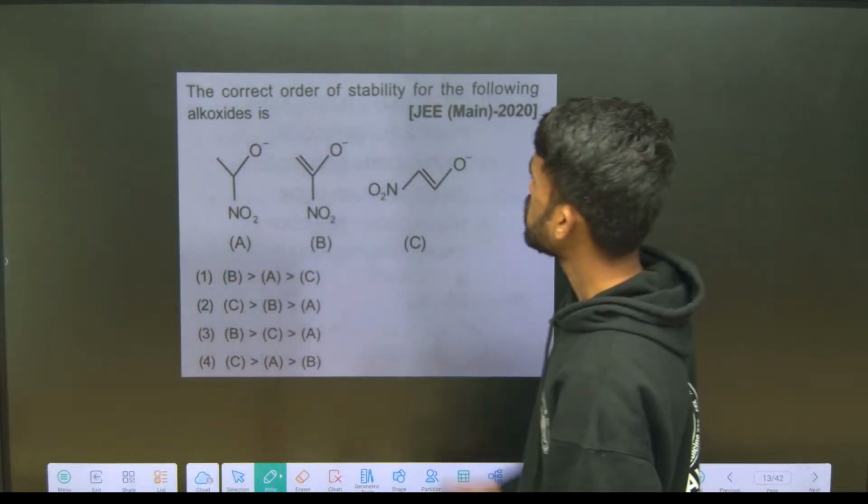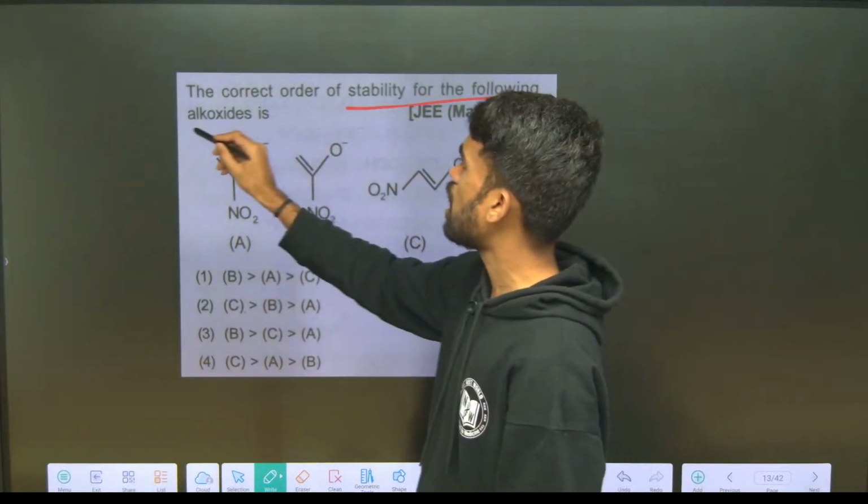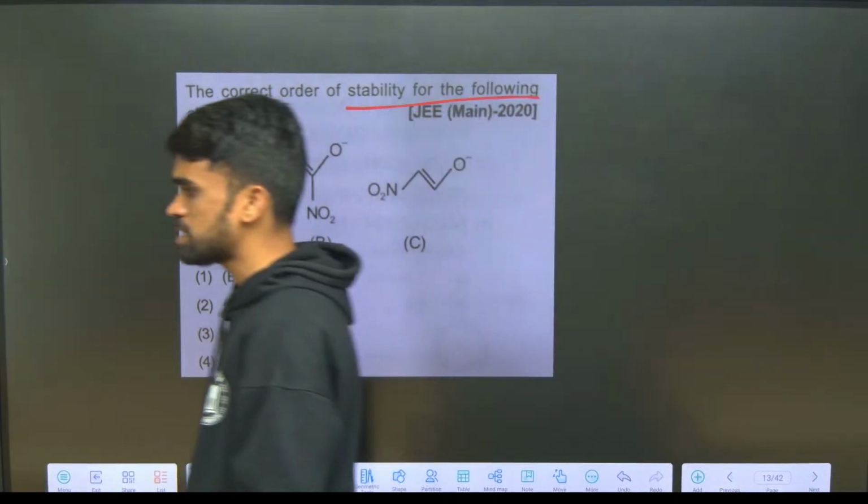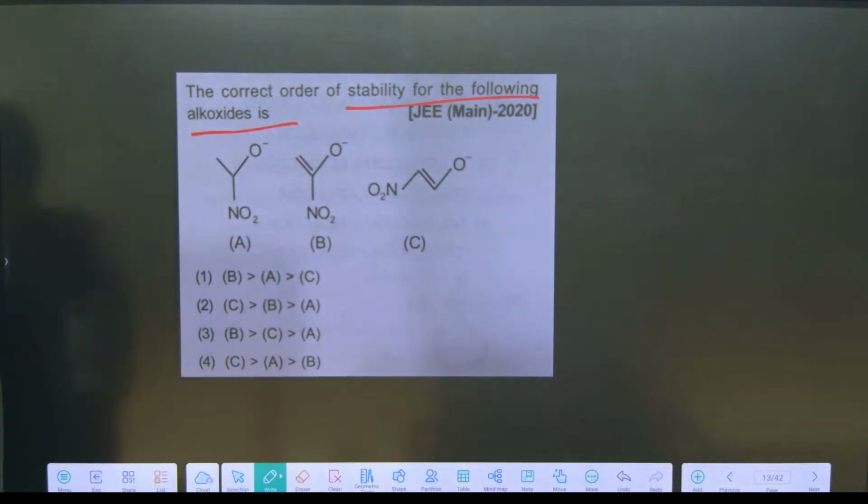Next, the correct order of stability of the following alkoxides. So how can you write the stability of the alkoxide ions?